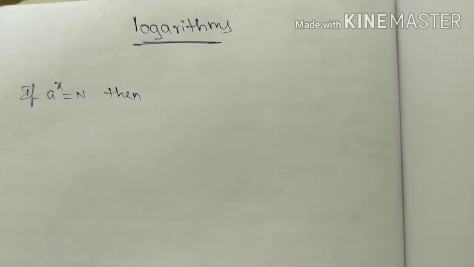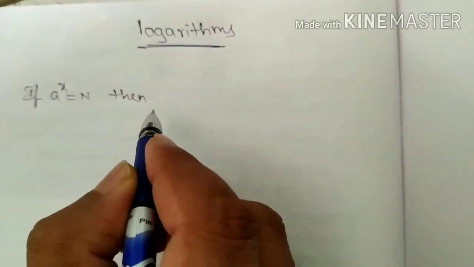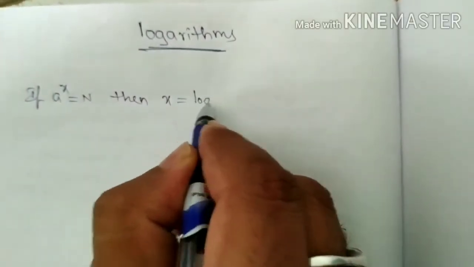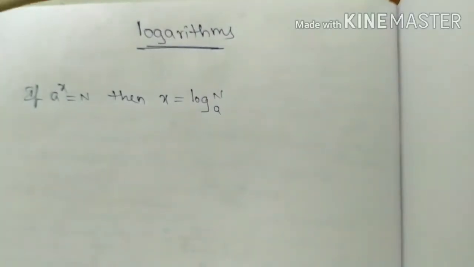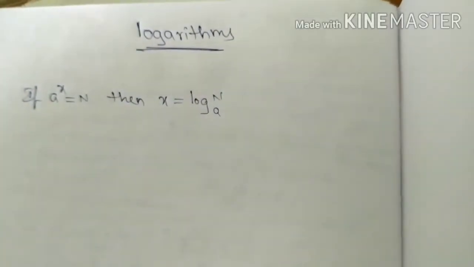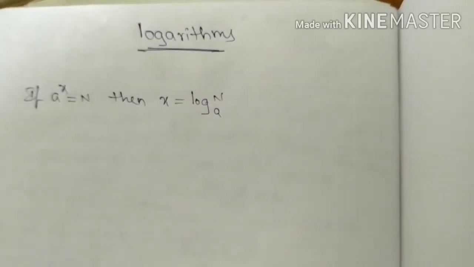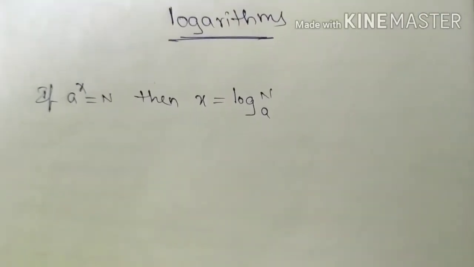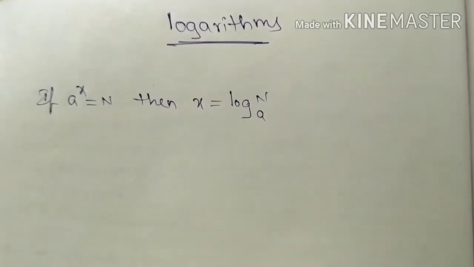If a power x is equal to n, that is exponential form, then x is equal to log n to the base a. This is logarithmic notation. Here a and n are both positive, x is the variable, and a is not equal to 1. If a power x is equal to n, then x is equal to log n to the base a. So logarithmic form and exponential form. First, some examples.